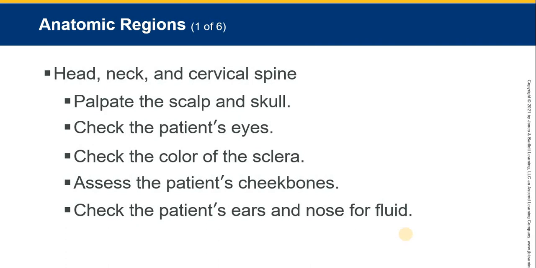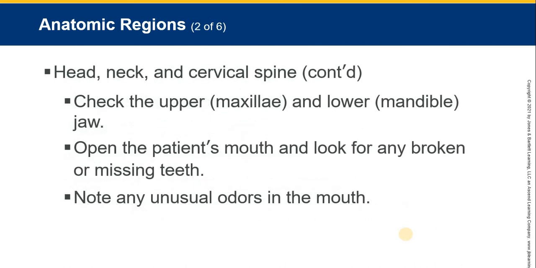Okay, and then it's real important to check for fluid or blood coming from their ears or nose, because that can mean that the covering that lines the brain actually tears and now blood is leaking out through those open orifices there. So, like I said, the upper and lower jaw, so the maxilla and the mandible. All right, so open the patient's mouth, look for broken, missing teeth, things like, if they hit the steering wheel with their mouth. All right, any unusual odors.